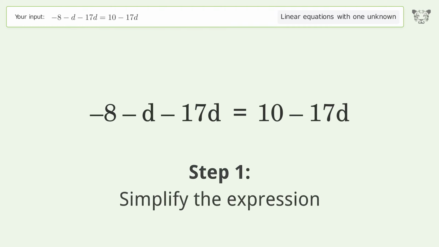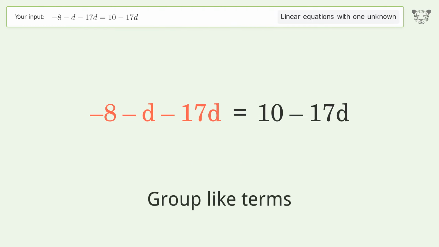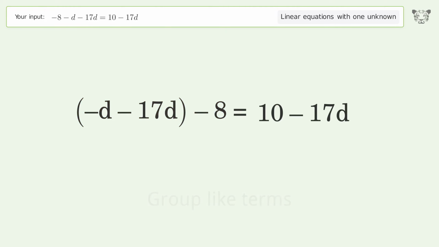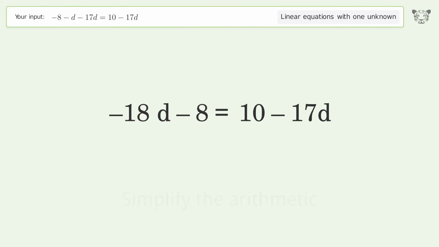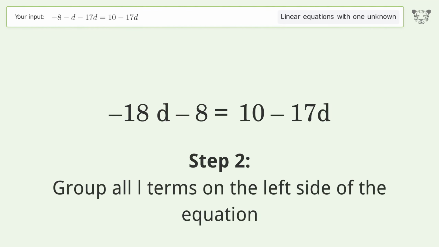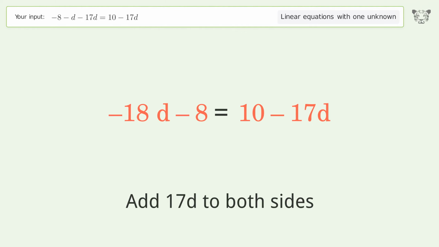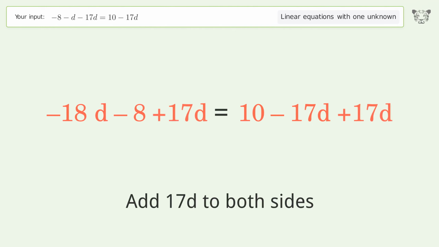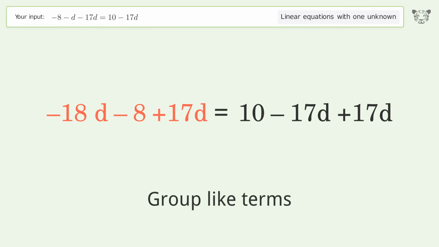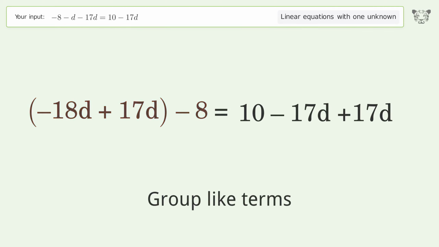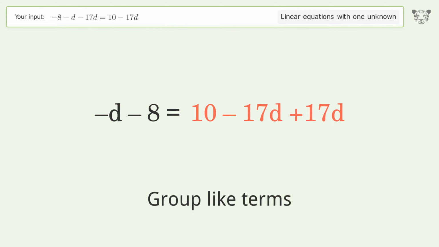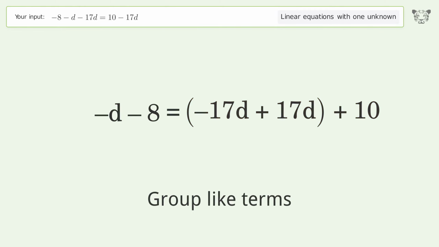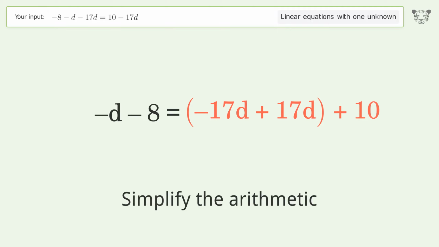Simplify the expression. Group like terms. Simplify the arithmetic. Group all d terms on the left side of the equation. Add 17d to both sides. Group like terms. Simplify the arithmetic. Group like terms. Simplify the arithmetic.